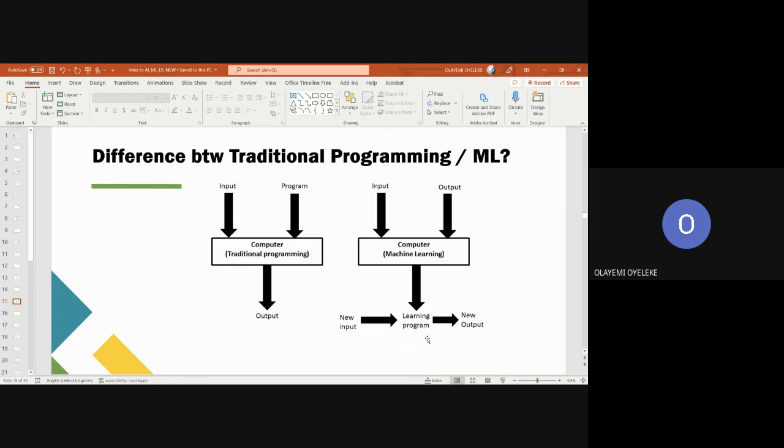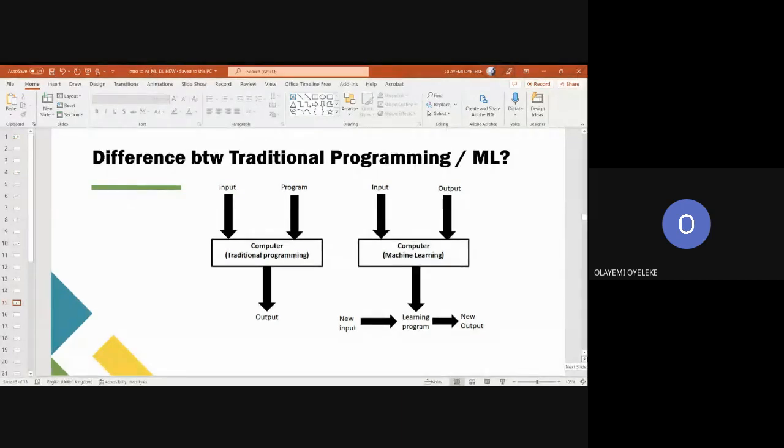That was what I said in the last slide: in machine learning, we do not need to explicitly program the computer. We just feed in our inputs and outputs and allow the machine learning algorithm to learn from them and develop a model based on what it has learned. Based on that knowledge, it can now be used to generate new outputs for new inputs. So that's the whole concept of machine learning.